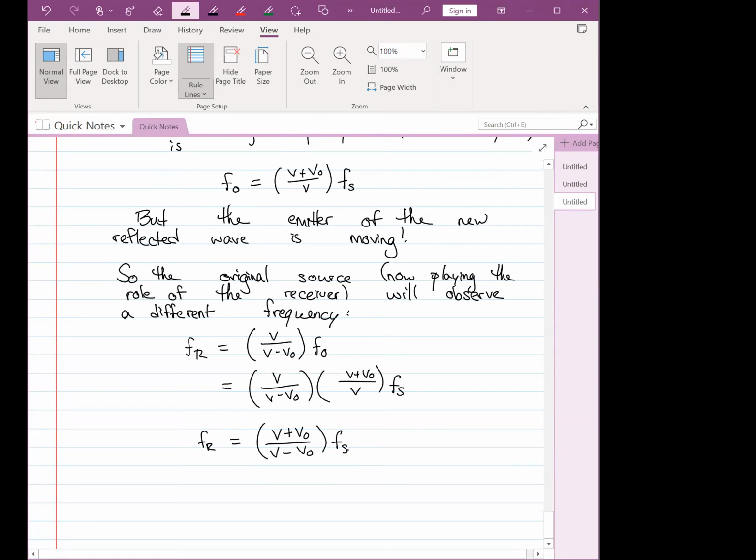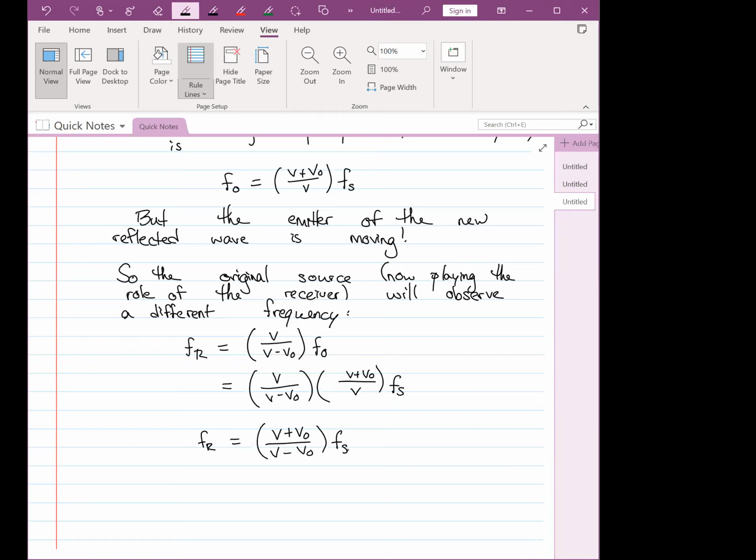And so if the receiver knows the frequency that it emitted at, say the first time, maybe it's emitting at 1,000 hertz, maybe it emits 1,000 pulses per second, and it can measure the frequency that it receives the wave at from the echo, from the bounce.